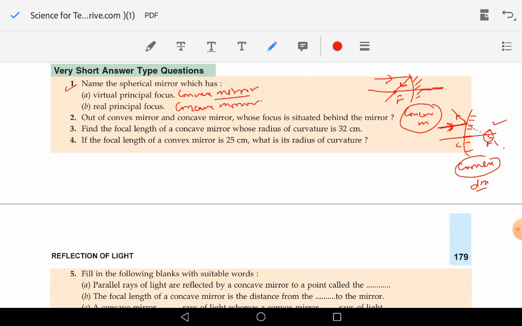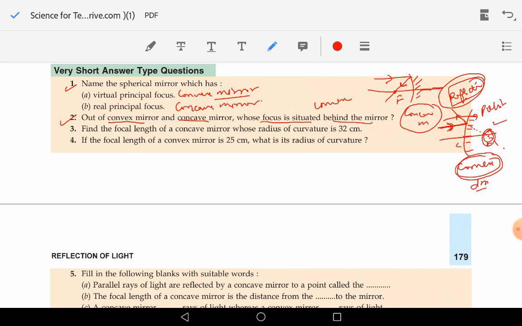Now moving on to question number 2: out of a convex mirror and a concave mirror, whose focus is situated behind the mirror? We have the diagram right in front of us. We can see that in case of a convex mirror, the focus is behind the mirror, because the reflecting surface is the main part of the mirror. This is the polished surface. So it is behind the mirror in case of a convex mirror. This is the answer to the B part.